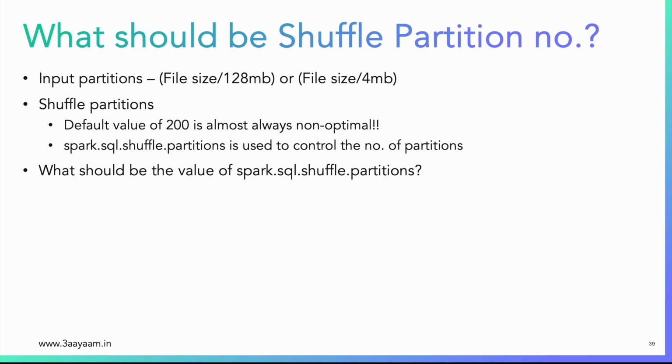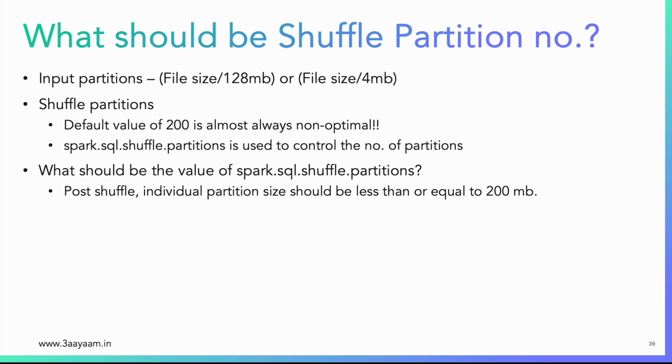So what should be the value of Spark SQL shuffle partitions? This is what it should be. Post shuffle, individual partition size should be less than or equal to 200 MB. What it means is that whenever the shuffle reader is reading data from a particular partition, the size of that partition should be less than or equal to 200 MB. So when I say less than or equal to 200 MB, what is the minimum size? It should be anywhere between 100 to 200 MB. That should be the post shuffle partition size.